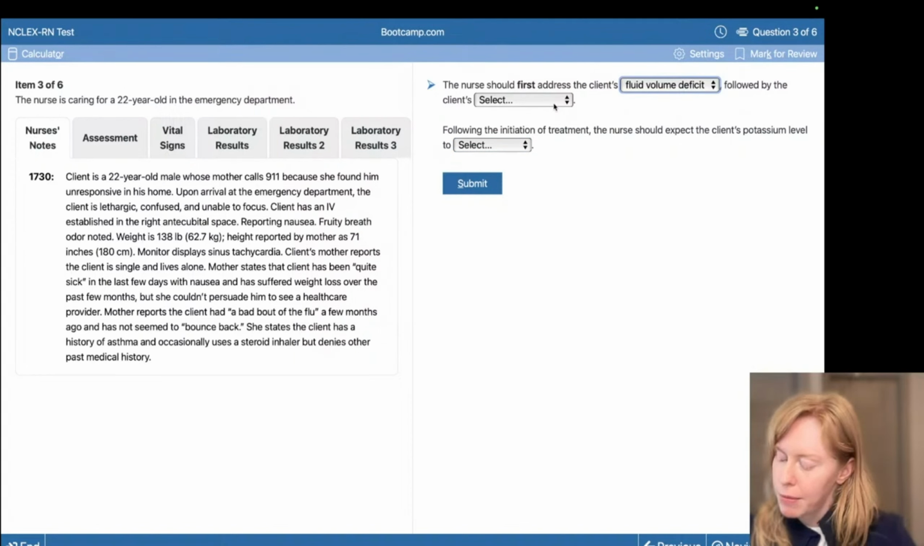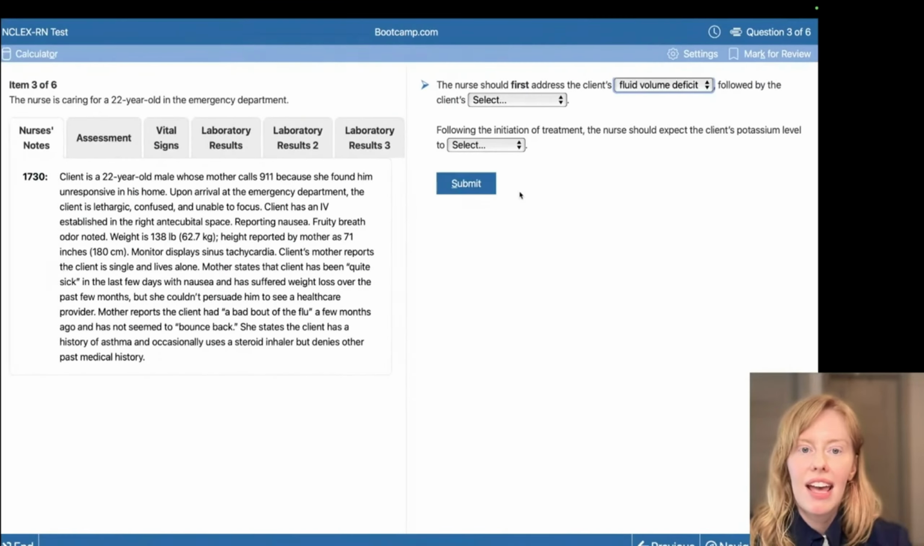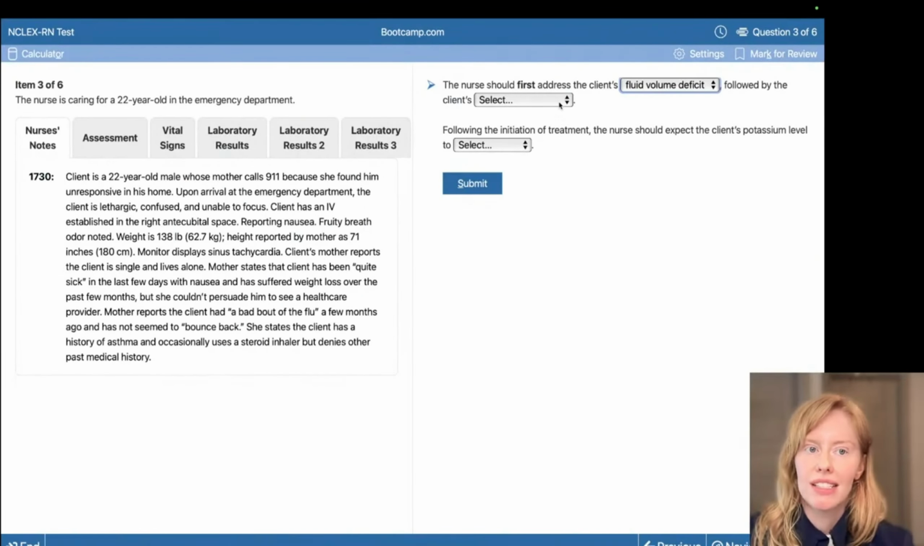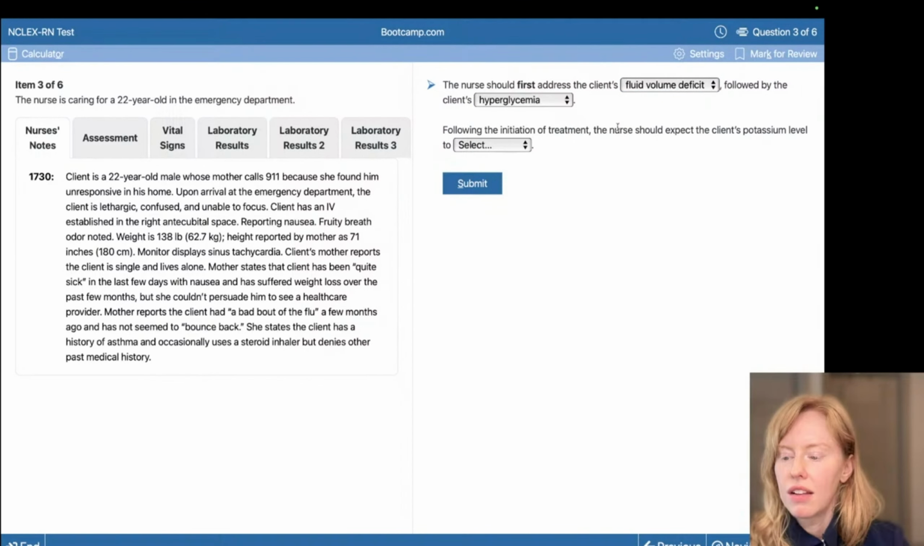And then you guys said hyperglycemia first. And I agree, hyperglycemia, because remember, that is kind of the root of what's causing this dehydration problem. And how would I fix it? How would I address the fluid deficit? You guys said to give fluids. How would I address their hyperglycemia? There's a medication I'm going to give. I've got two meds I'm going to give to correct this. First, fluids, like you guys said, to address the fluid volume deficit.